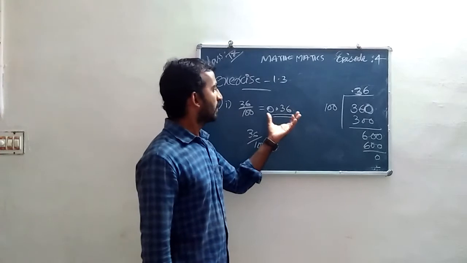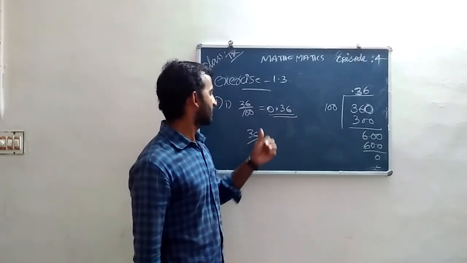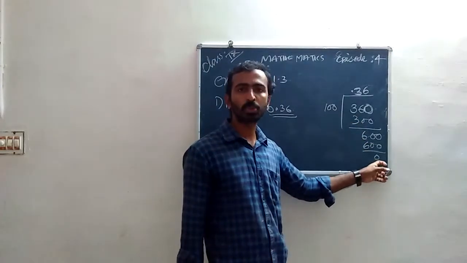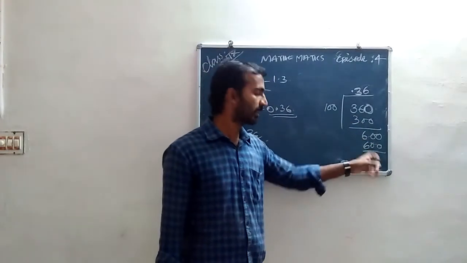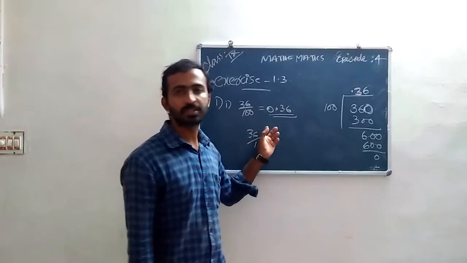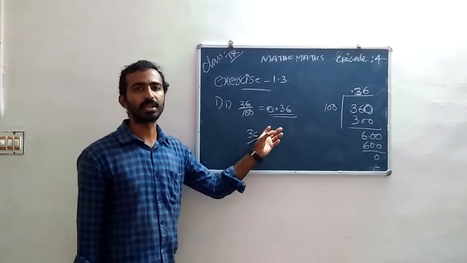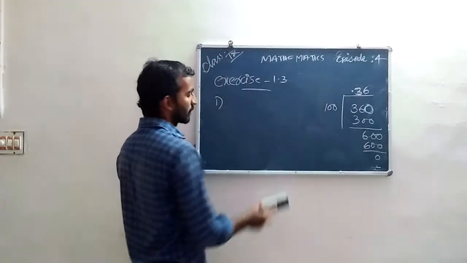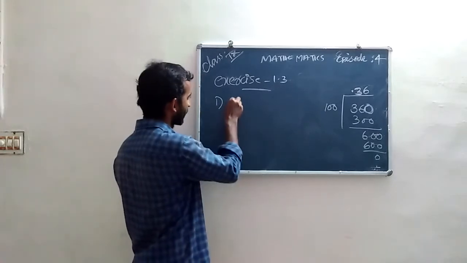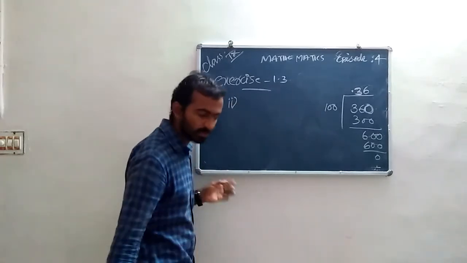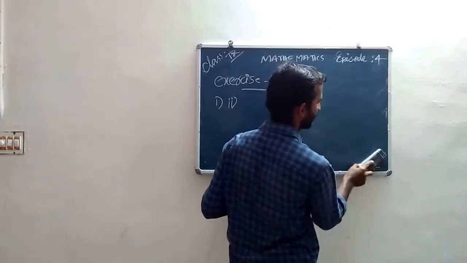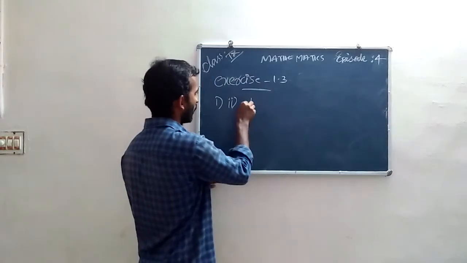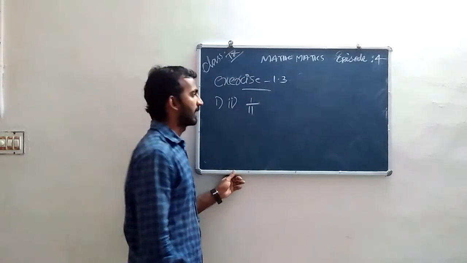Why do we say it is terminating? Because after a few steps the remainder becomes 0. So this is terminating. Now we can see the second question. What is the second question? 1 by 11.